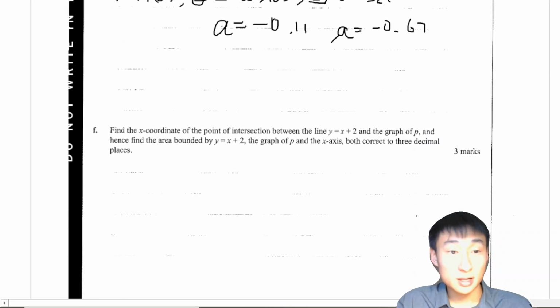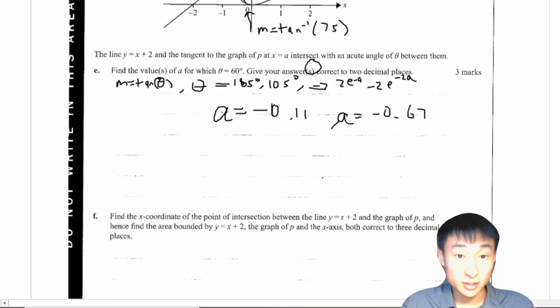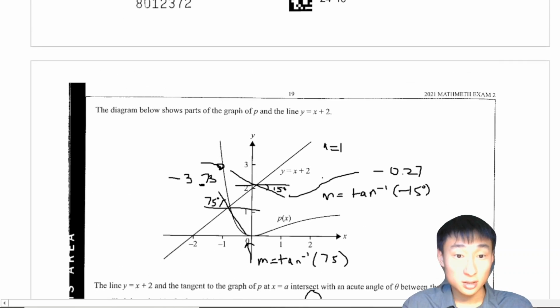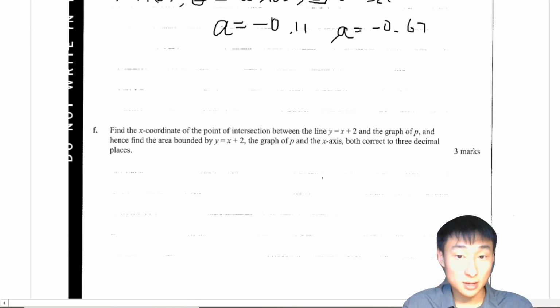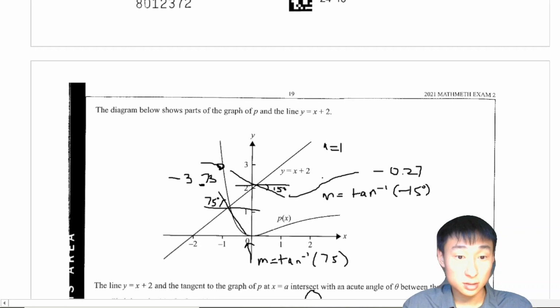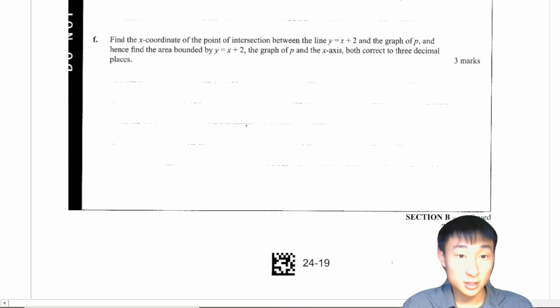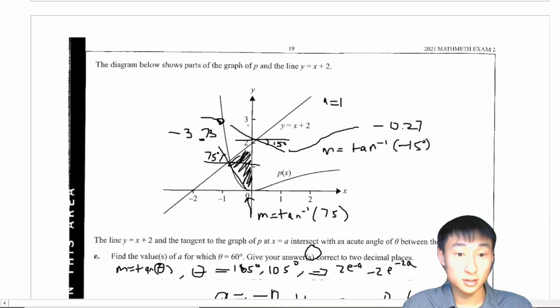Cool. Find the x-coordinates of the point of intersection between the line y equals x plus 2 and the graph of p. And hence find the area bounded by the graph of y equals x plus 2, the graph of p, and the x-axis. Okay, so graph. So they're wanting this area here now. What's the first task? Find the x-coordinates of the point of intersection.